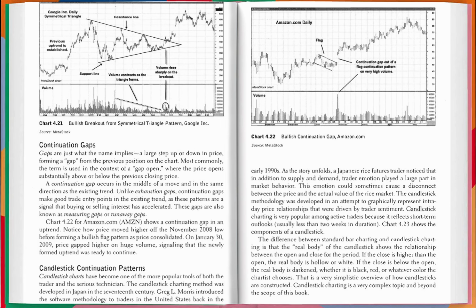Chart 4.22 for Amazon.com (Amazon) shows a continuation gap in an uptrend. Notice how price moved higher off the November 2008 low before forming a bullish flag pattern as price consolidated. On January 30, 2009, price gapped higher on huge volume, signaling that the newly formed uptrend was ready to continue.